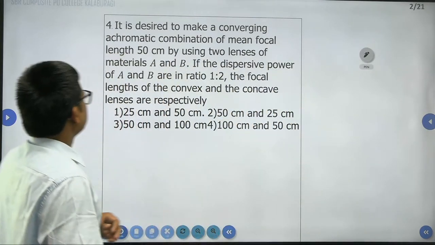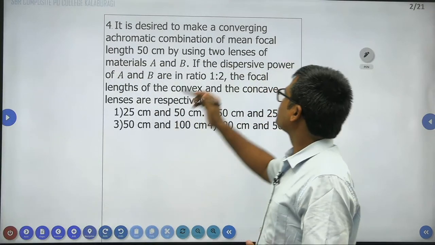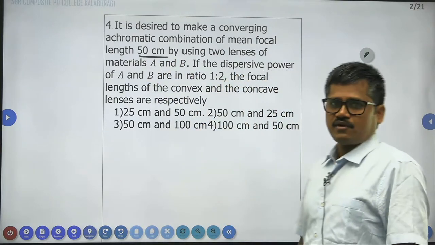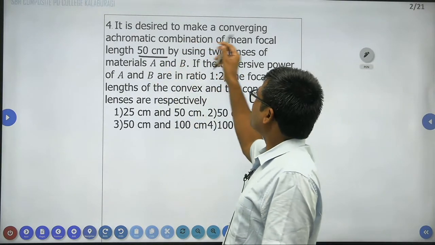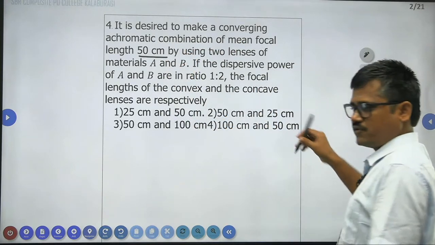So now it is desired to make a converging achromatic combination of mean focal length 50 centimeter. Okay, here it is desired to make a converging achromatic combination. Now let me tell you some brief in that.